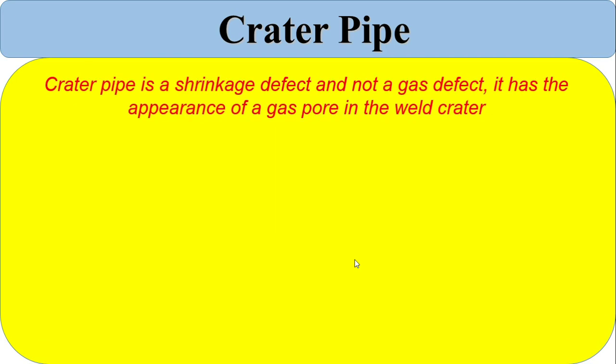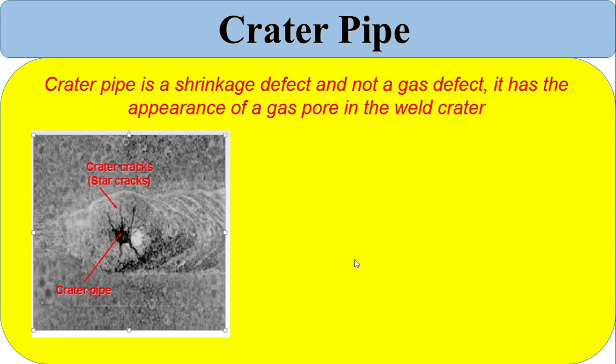Crater pipe is a sinkage defect and not a gas defect. So this is very important. Crater pipe is a sinkage defect, not a gas defect. So it has the appearance of a gas pore in the weld crater. You have to understand now. You are starting welding from here. Your weaving is like this way.